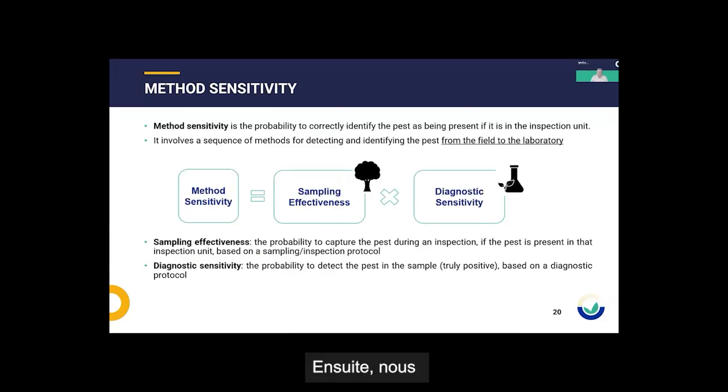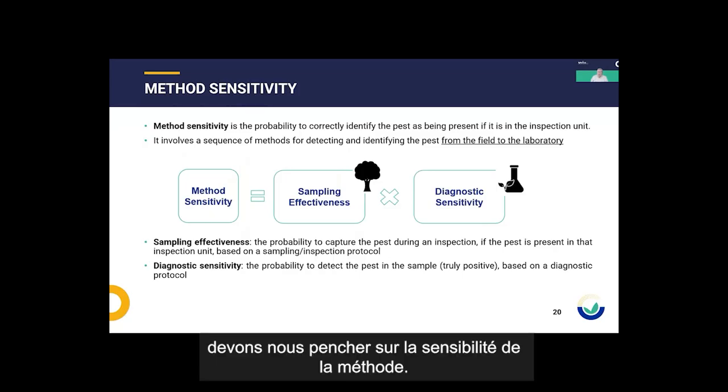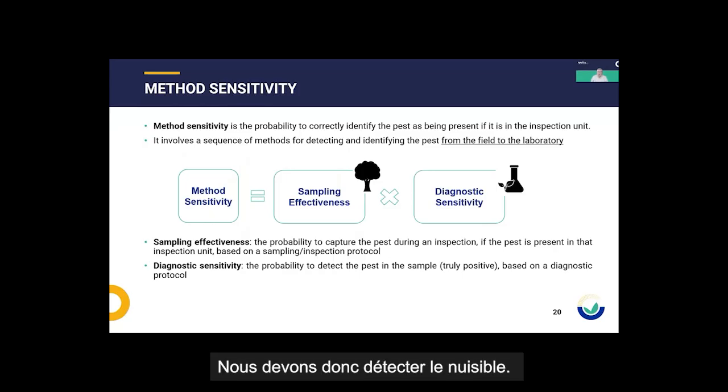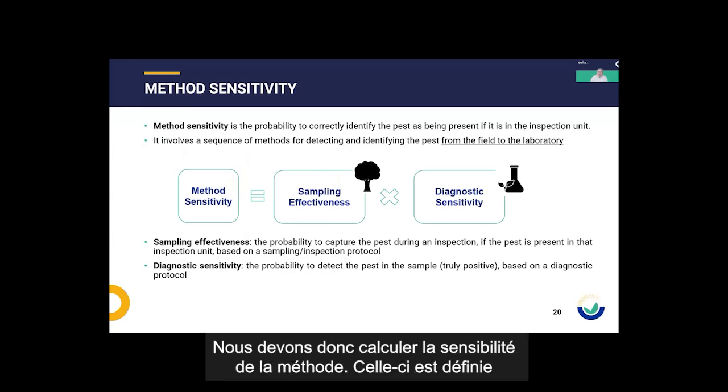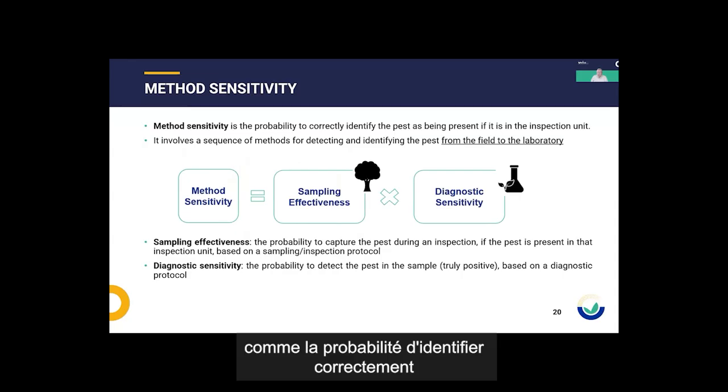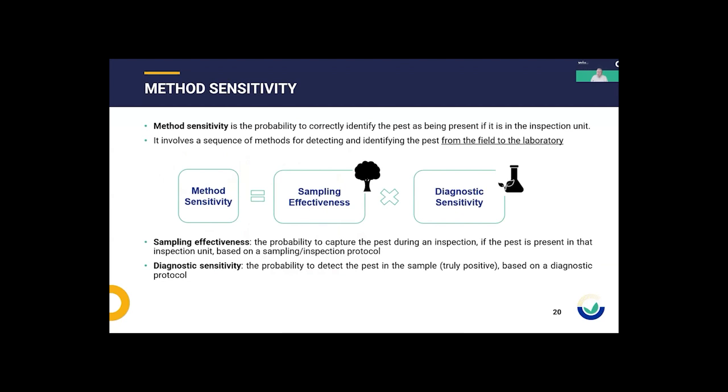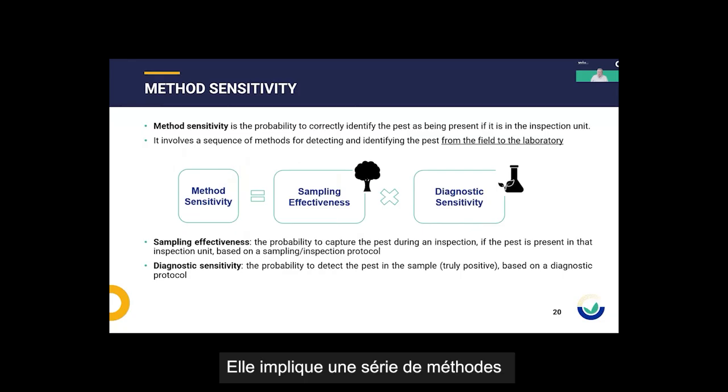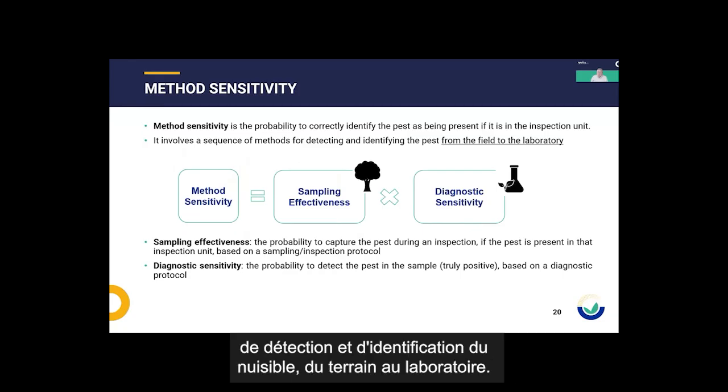Okay, noted. Then we have to go to the method sensitivity, so how to detect the pest. We need to quantify this method sensitivity, which is defined as the probability to correctly identify the pest as present in the inspection units. Very important, it involves a sequence of methods for detecting and identifying the pest from the field to the laboratory.